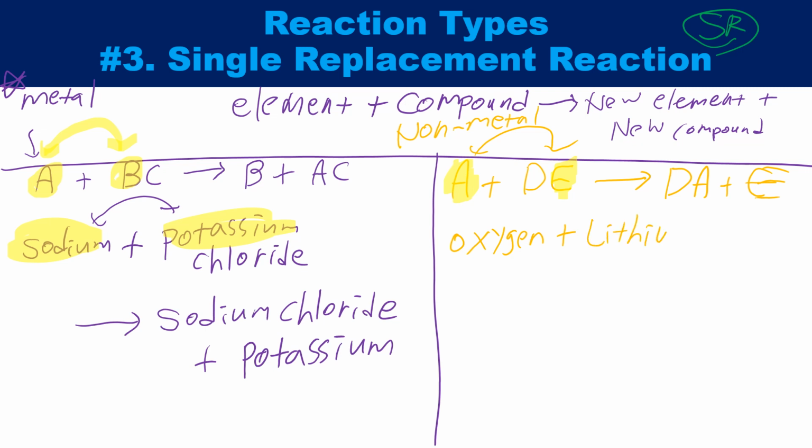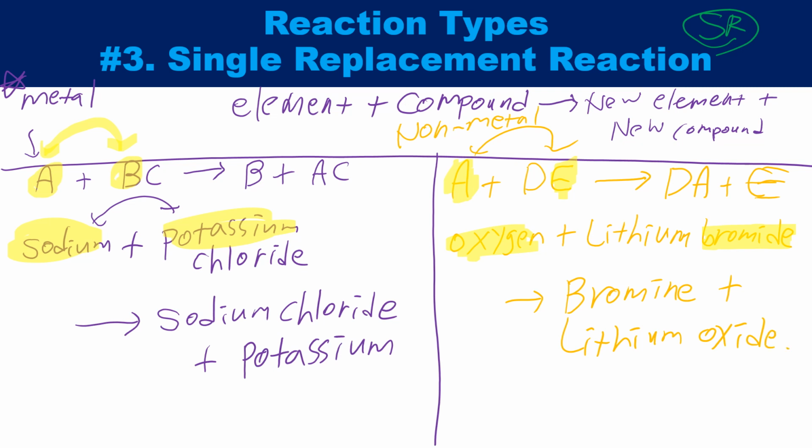lithium bromide. The thing is, oxygen is now going to replace the bromide position, bromine's position, if you will. So you're going to have bromine by itself, but now you have lithium oxide, something like that. As long as you identify what type, that's what is important in Science 9.